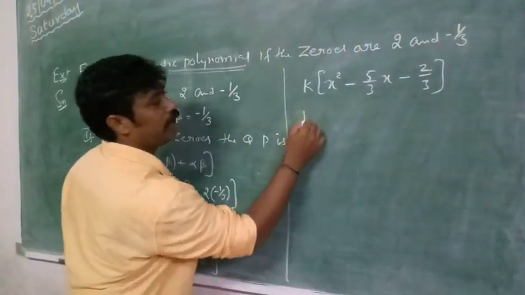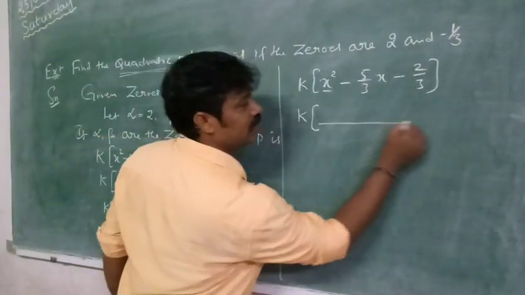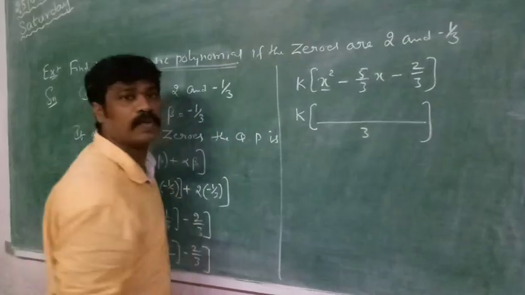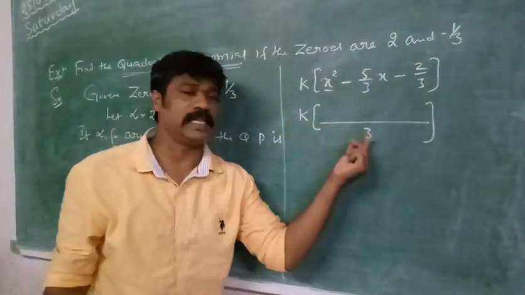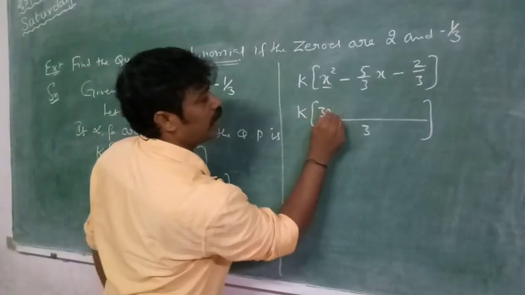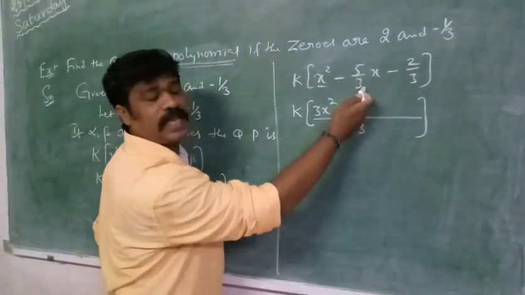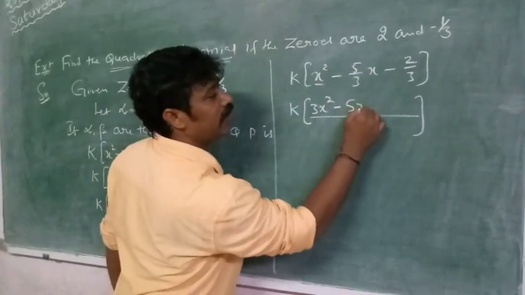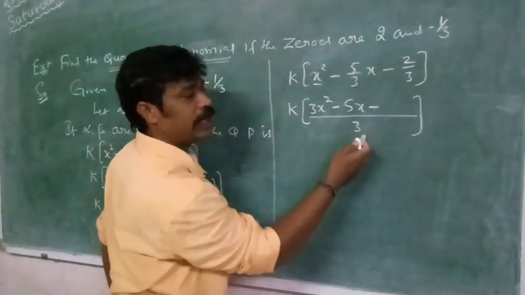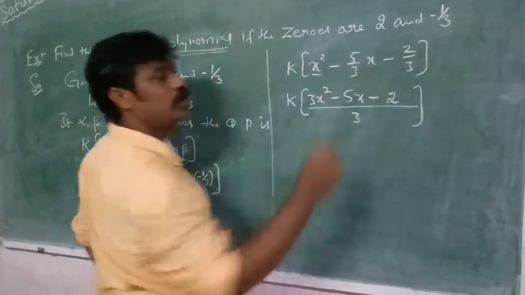So k into, for these three terms if we take LCM it is 3. Then after that what we have to do? We have to multiply each term with this LCM. Then 3 into x square will give 3x square. Then if you multiply 5 by 3 into 3, then 3 gets cancelled. So you will get minus 5x, minus 2 by 3 into 3, again this 3 gets cancelled, so you will get 2.